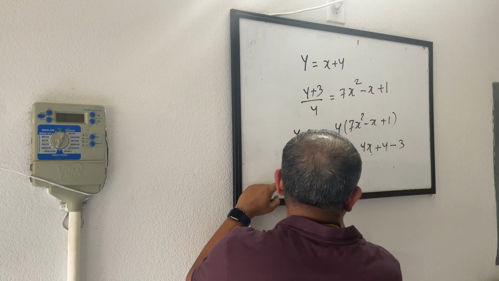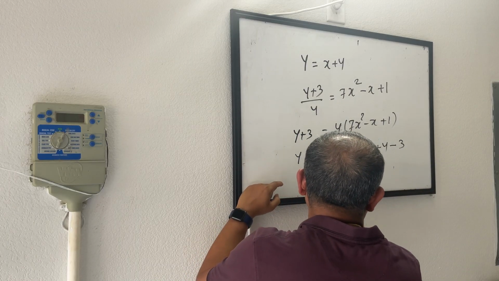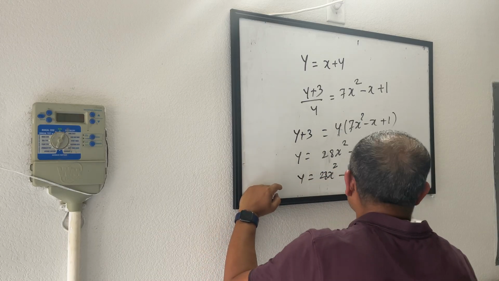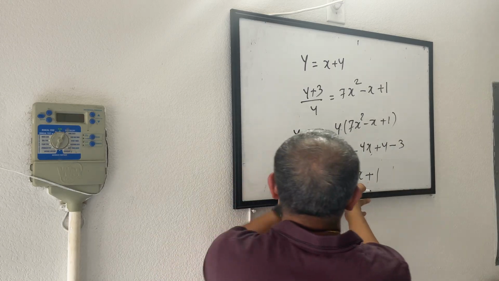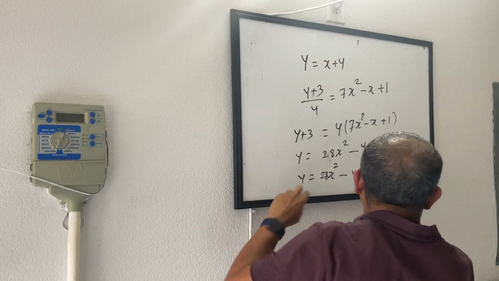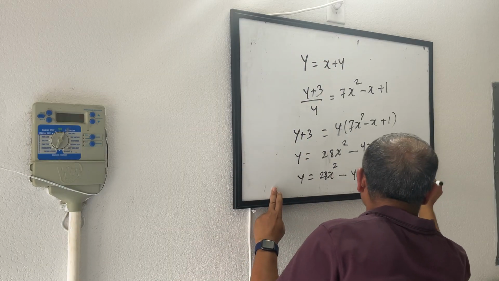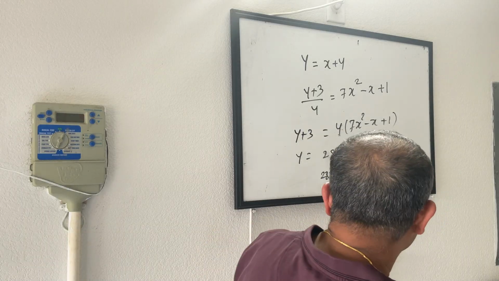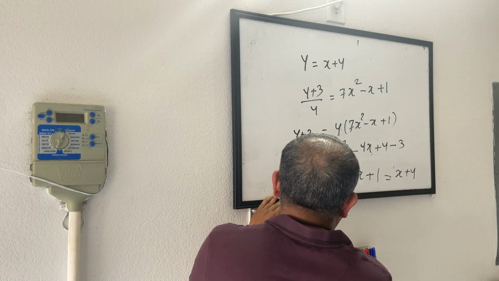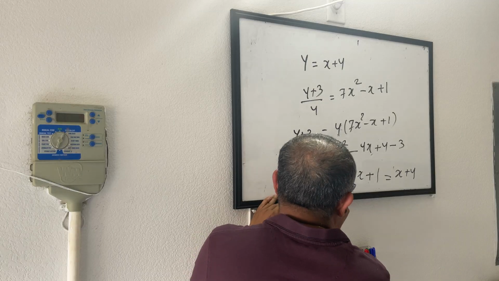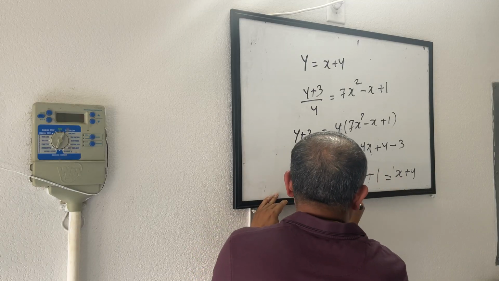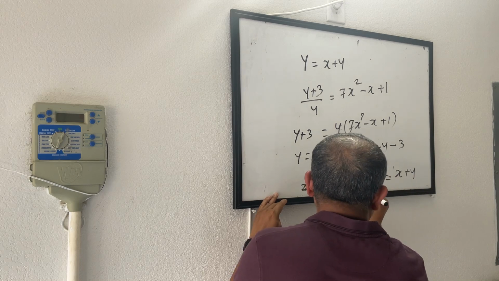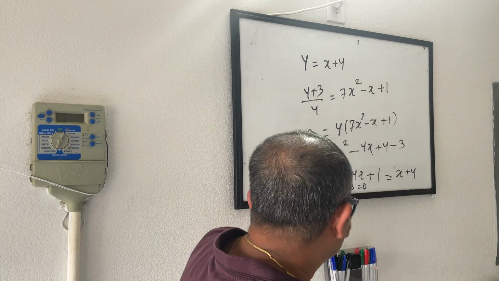So y equals 28x square minus 4x plus 1. From this you get y equal to this, and here you have y equal to this. So put this thing here and get rid of y. You are comparing two y's, which is matching this. From this you will see this becomes 28x square minus 4x minus 1x, that is minus 5x, 1 minus 4 is minus 3, equal to 0. You have to solve for this equation.